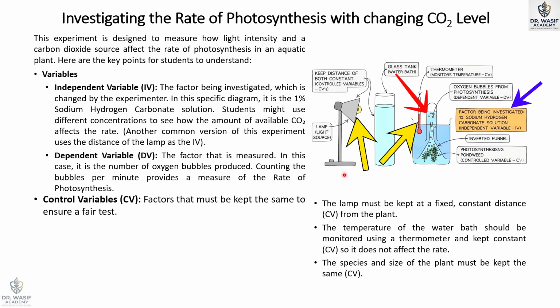And the second control variable is temperature. We shall use a thermometer to monitor the water bath. And remember, photosynthesis is an enzyme controlled reaction, so even a small rise in temperature from the light could cheat the results. And here we are using the same plant, the same species and the same size of pondweed as we used in the previous experiment. By keeping these factors constant, we can prove that any increase in bubbles is purely because the plant has more carbon building blocks to work with.